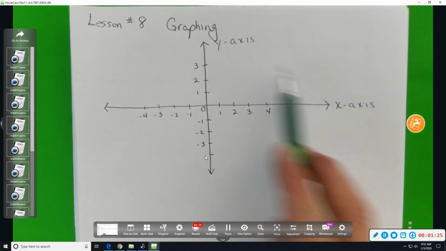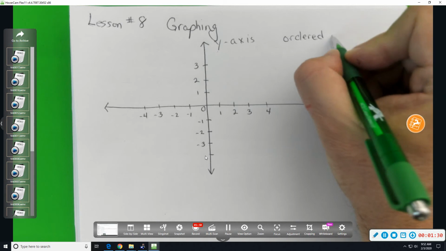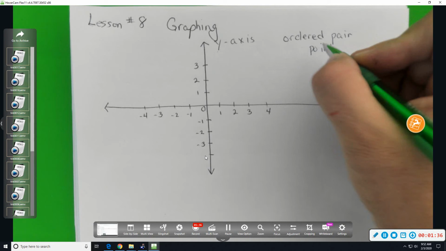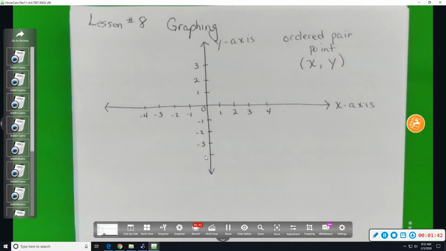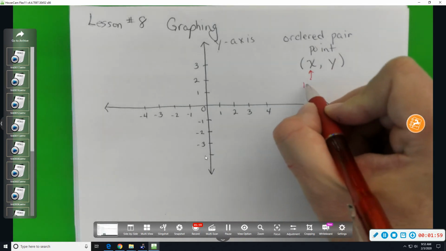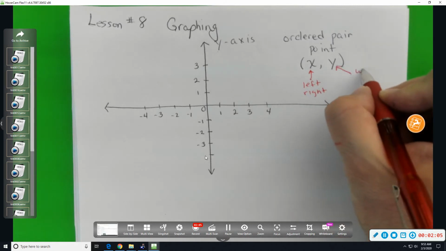On this rectangular plane here, we plot ordered pairs. Each ordered pair represents a point on the graph. And ordered pairs are always in the form x, y. Looks like one of those intervals with the interval notation we were using, but it's not. And with an ordered pair, the first number gives the left-right movement. The second number, the up-down.